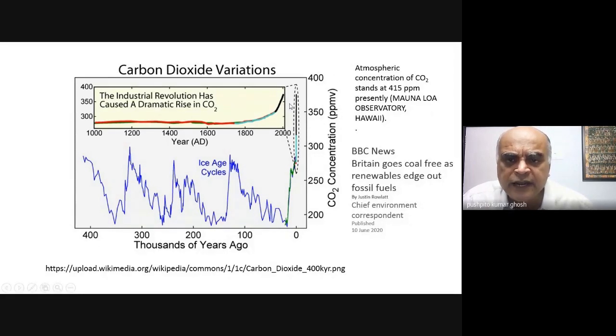This is all from 1950, and especially since 1980, there has been a dramatic, steep increase in carbon dioxide levels. So much so that the level which was somewhere between 250 and 275 ppm in the atmosphere today stands at 415 ppm. That is the reality.